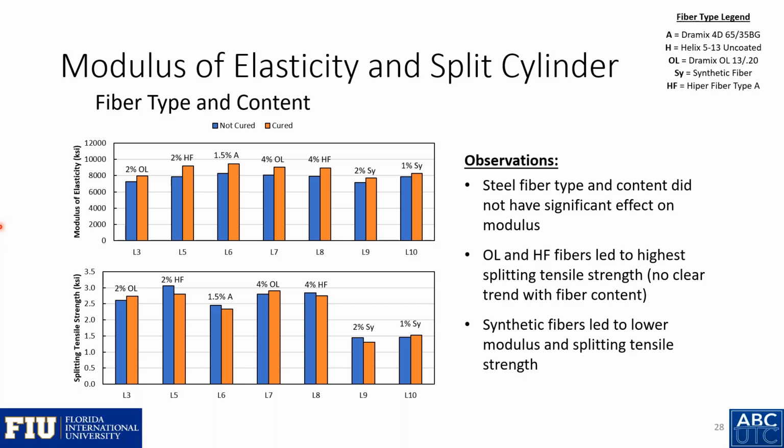In terms of the fiber type and content, our steel fiber type and content did not have a significant effect on the modulus, but the OL and HF fibers led to the highest splitting tensile strength, and the synthetic fibers led to a lower modulus and a lower splitting tensile strength.